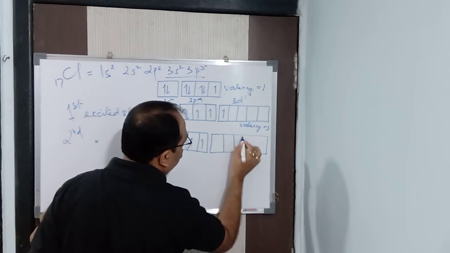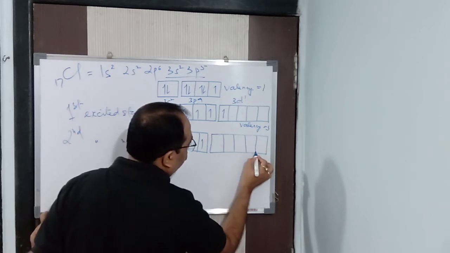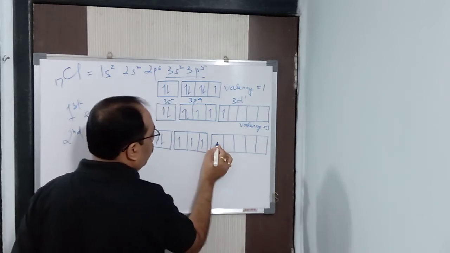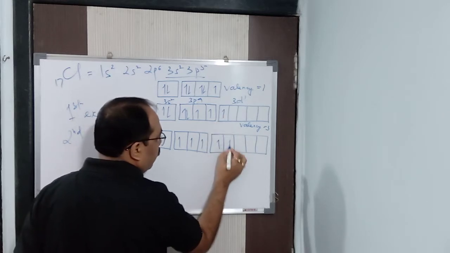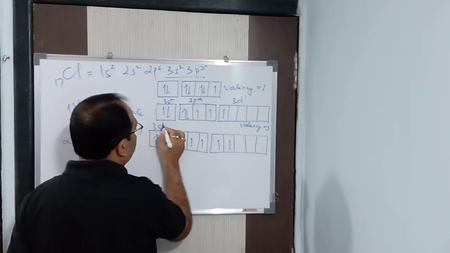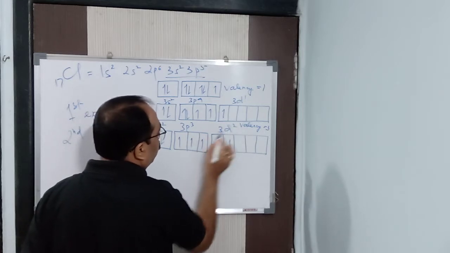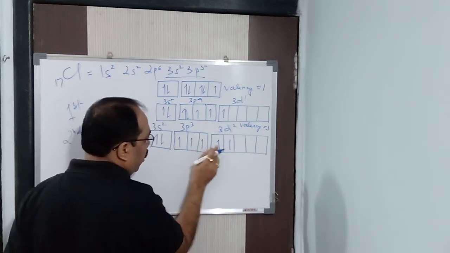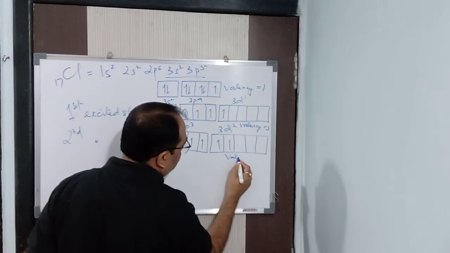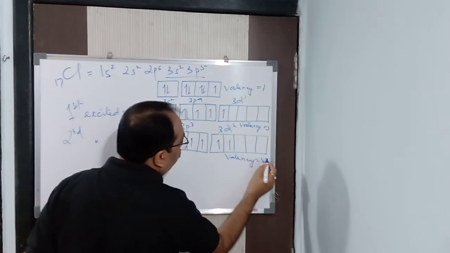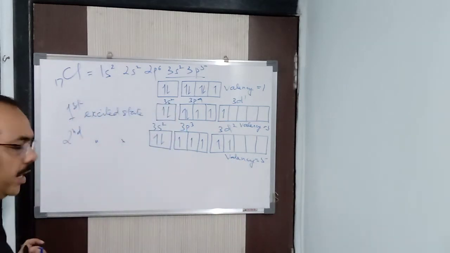1, 2, 3, 4 and 5. So 1 electron from here, already 1 electron was there, so 1 more electron came. So it is 3s2, then it is 3p3 and it is 3d2. So how many vacant is there? 1, 2, 3, 4, 5. So hence its covalency is 5, we can say. I think you are getting it now.